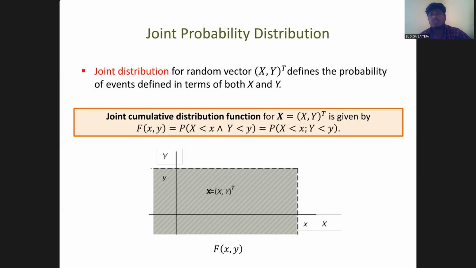We have taken the two variables capital X and capital Y, and the cumulative distribution function takes small x, y. Then F(x, y) equals P(X less than small x, and capital Y less than small y). We can see the graph of how the joint probability distribution occurs for the random vectors.